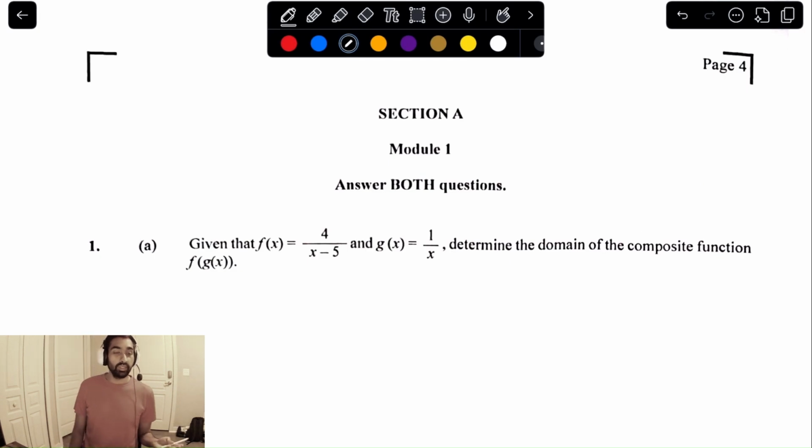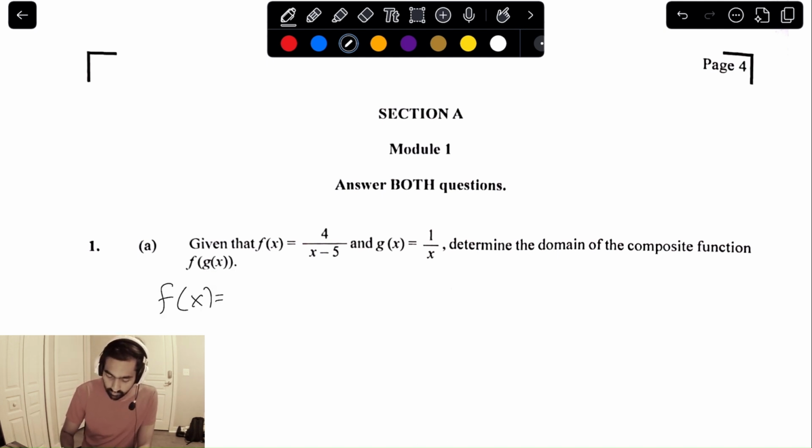In this video, we're going to be taking a look at CAPE 2024, Unit 1, Pure Maths, Question 1. Part A reads, given that f of x is equal to 4 over x minus 5 and g of x is equal to 1 over x, we must find the domain of the composite function f of g of x. First thing that we should do is find out what f of g of x is.